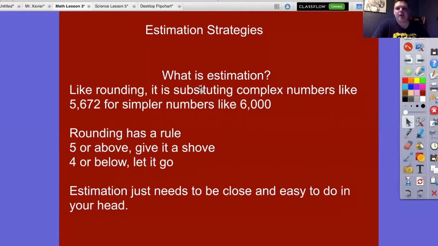So you'll need to remember your rounding basics. So go back and watch that if you are unsure about rounding. But why don't we just start right off? I'm going to share my screen here. Okay, today we're going to be talking about estimation strategies. So you might have heard the words rounding and estimation before, and you might think they're the same exact thing. They're not. They're a little bit different, and I'll explain why.